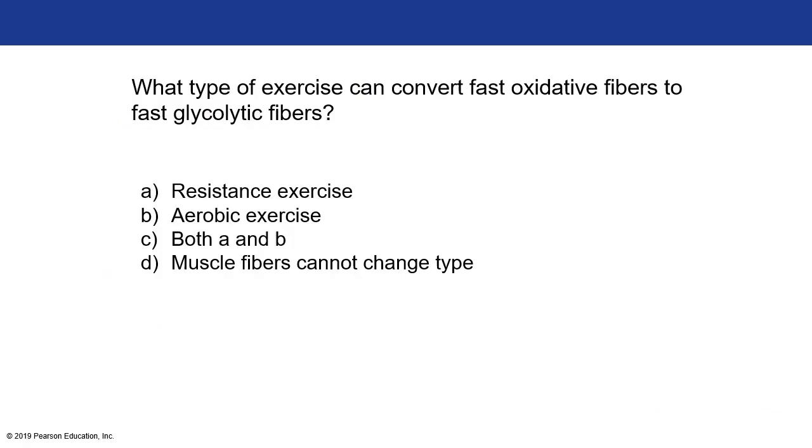Now, oh, you want another question before you go? All right, last one. What type of exercise can convert fast oxidative fibers to fast glycolytic fibers? Your answer here is A, resistance exercise. That's the weightlifting. All right, so the test is going to cover until here, and happy studying.